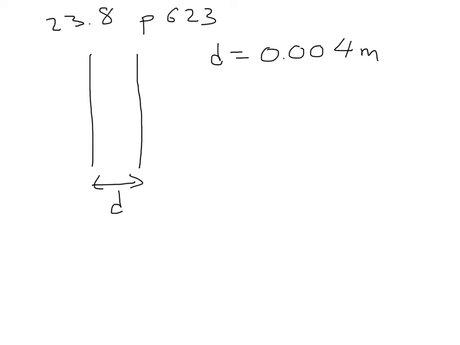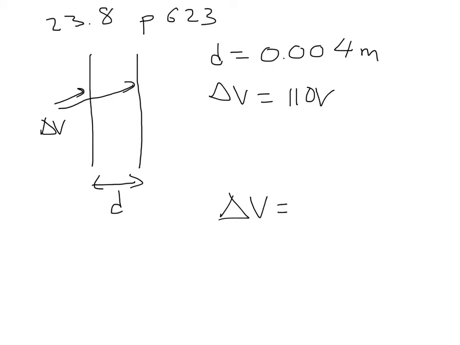I also know that there is a potential difference between the two plates of 110 volts. To solve this problem, I'm going to use the fundamental relationship, which is delta V equals minus E dot delta R.